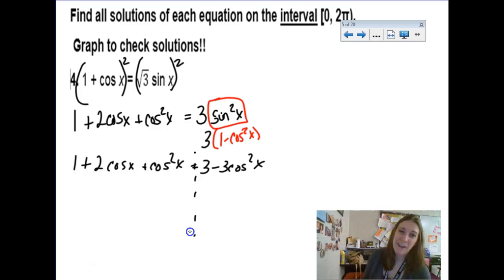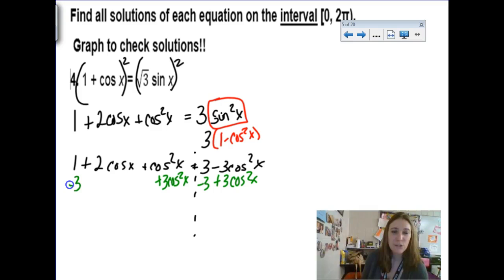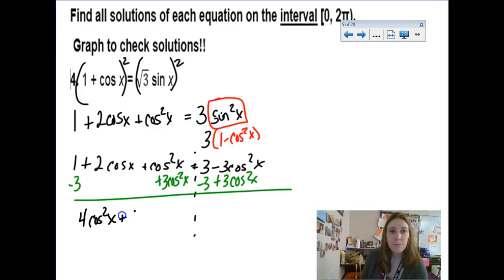Resembling what's going to be, I think, a factoring question. So let's bring everything to one side. I'm going to add this guy over. I'm going to subtract this guy over. 3 cosine squared. Subtracted this 3 over. Oh my goodness. All right. And then doing a little rearranging, I'm going to put all the cosine squareds first. So 4 cosine squared x plus 2 cosine x, and then 1 minus 3 is a minus 2.